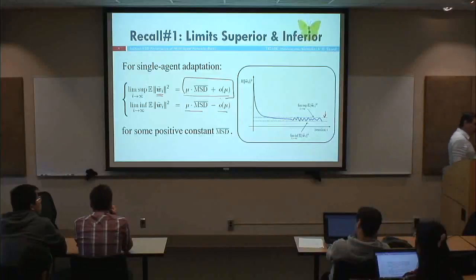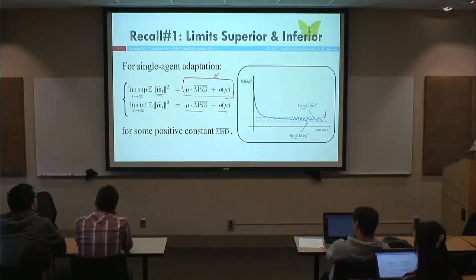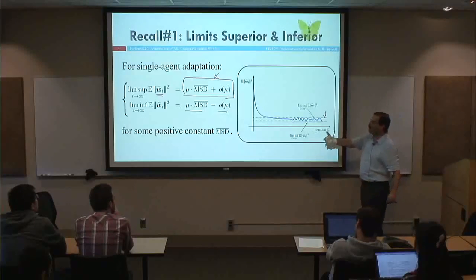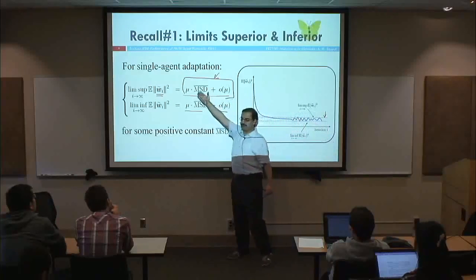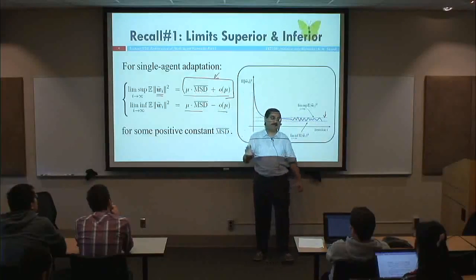Now, why is this useful? Because if I take, for example, this quantity here, you can see this amounts to an expansion in powers of mu. The first term is first order in mu. The other terms are higher order in mu.